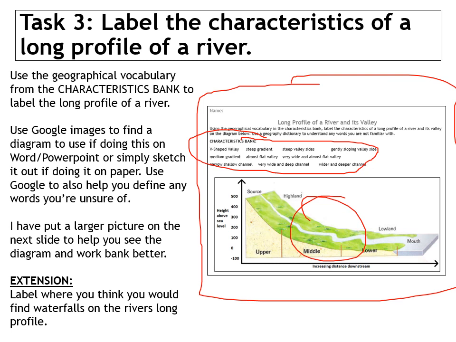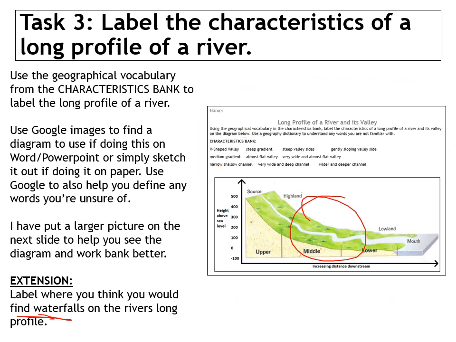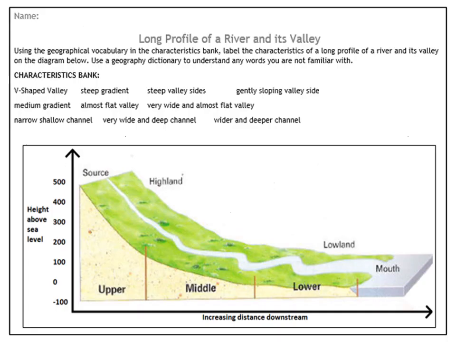There is also an extension down here: label where you think you would find a waterfall along a river profile. Just in your head, think about where you might find a waterfall on that profile and see if you can draw it in. So I'll go through one with you on the slide, and then when you do it, you can pause it on this slide here.